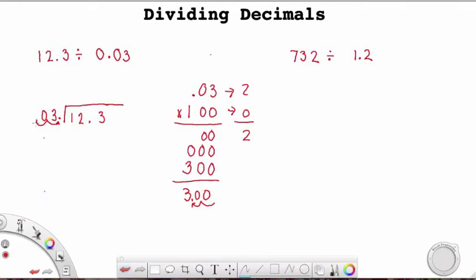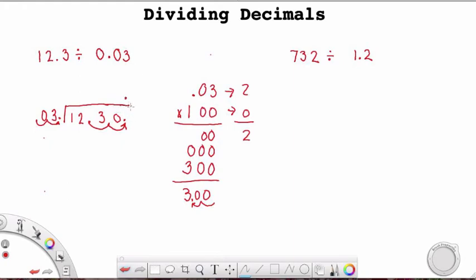Another way is, just remember, I'm going to bump this decimal point 1, 2 places over. But whatever I do to the divisor, I must also do to the dividend. So if I bump this decimal place over 2 places to the right, which is really multiplying it by 100, I need to do the same thing to my dividend. I need to bump it over 1, 2, or multiply it by 100. And my decimal point goes there, and I fill this empty place in with a 0. That's my placeholder.